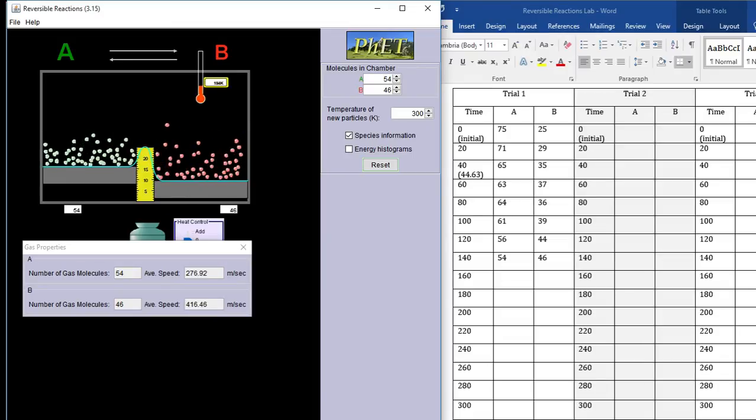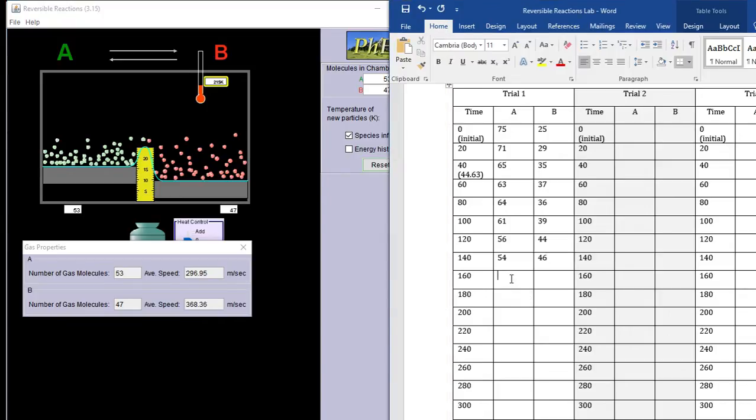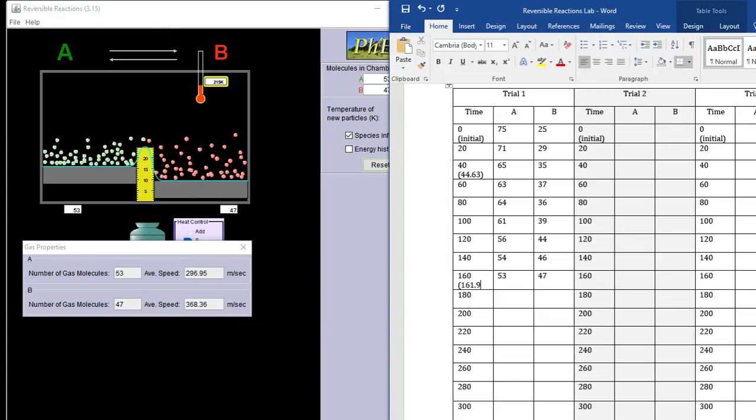So, 160, a little over, so I almost got 162. So, 53.47. Since I went over more than one, I'm going to put in a quick reminder here, 161.94. That way I know where this was. I'm typing these in. You might want to, if you can, print this so that it's a lot easier to deal with. All right, let's keep going.